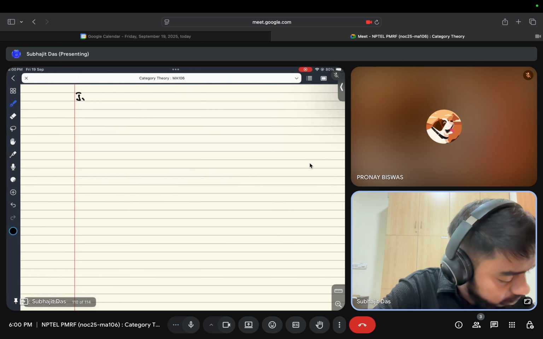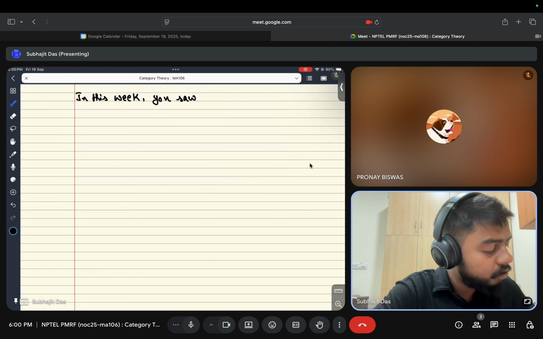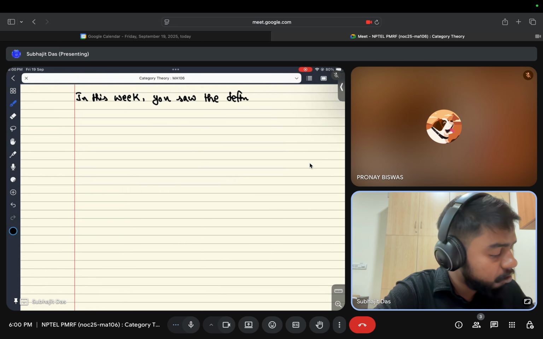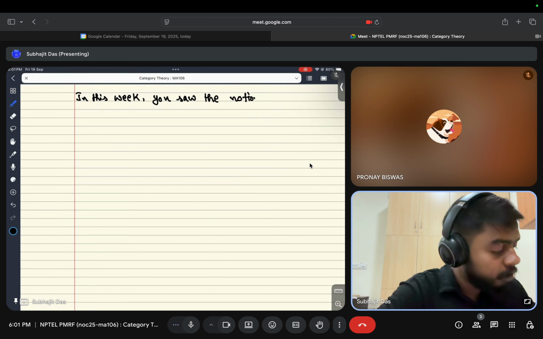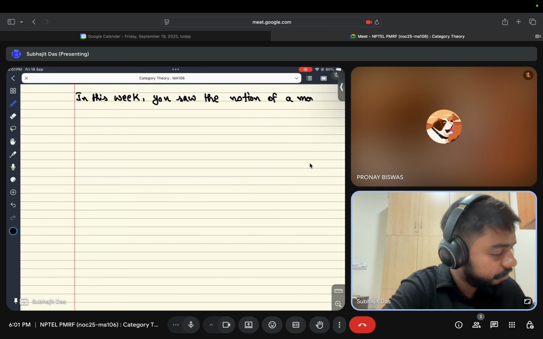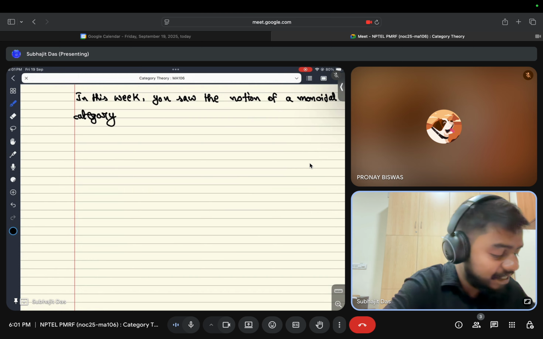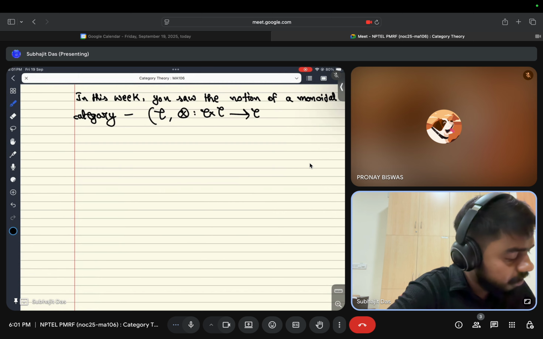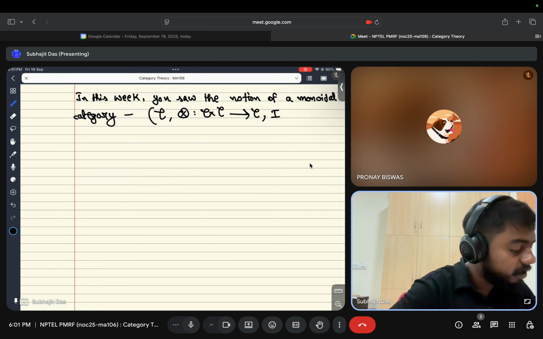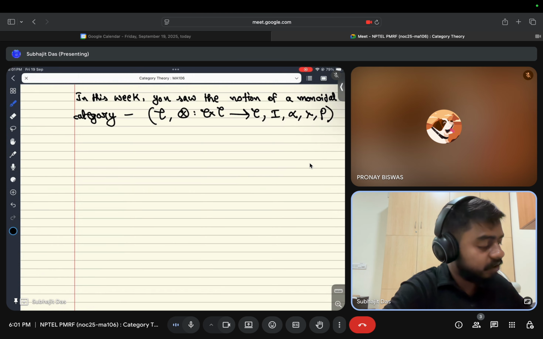Okay, so in this week, you saw the definition, or rather the notion, of a monoidal category, which is exactly the data of a category together with a bifunctor from C cross C to C, an object I, a natural isomorphism alpha, a natural isomorphism lambda, and a natural isomorphism rho, which are given in this way.